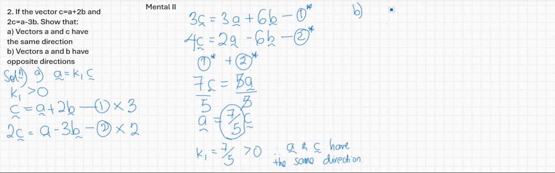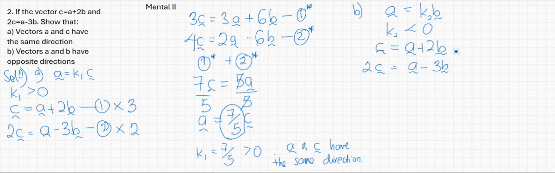Now it's the same principle, but in this case we are asked to show that vectors a and b have opposite directions. If vectors a and b have opposite directions, then again a can be written as another constant, say k2, times the vector b, but this time the constant k2 will be negative, less than 0. So taking again our two equations, c is equal to a plus 2b and 2c is equal to a minus 3b, equations 1 and 2. This time we want to eliminate the variable c so that we can have a in terms of b. So we can use a substitution where we put equation 1 in equation 2.